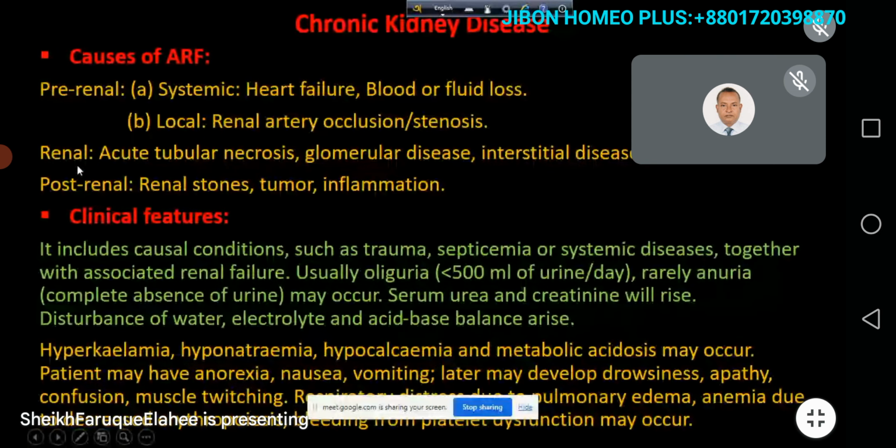And there are some renal diseases which may also cause acute renal failure, like glomerular disease. There will be glomerulonephritis. There will be acute tubular necrosis. These are renal diseases.